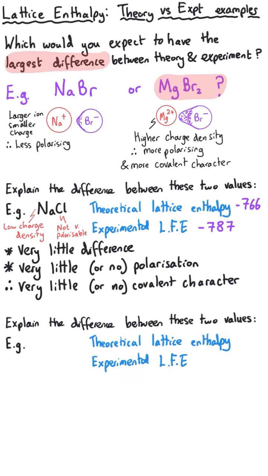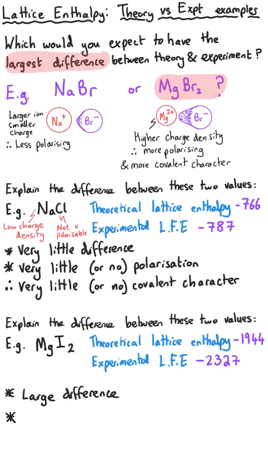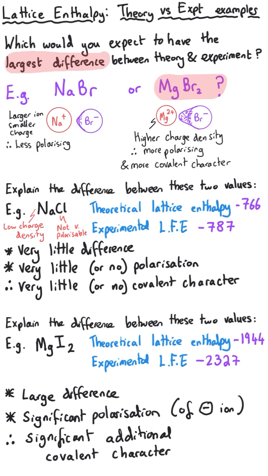Or they might give you an example where there might be a big difference. So for instance, magnesium iodide, where you've got -1944 for the theoretical value, but the real lattice enthalpy is much more exothermic because it's -2327. And so in this case, you would be saying that there is significant polarization of the negative ion, which leads to significant additional covalent character, and therefore the lattice is much stronger than you would expect. We've got a much more exothermic value.